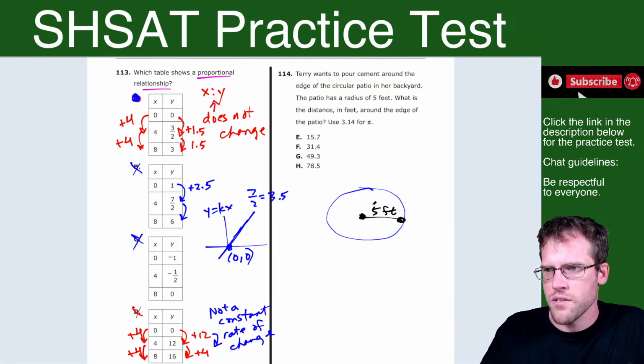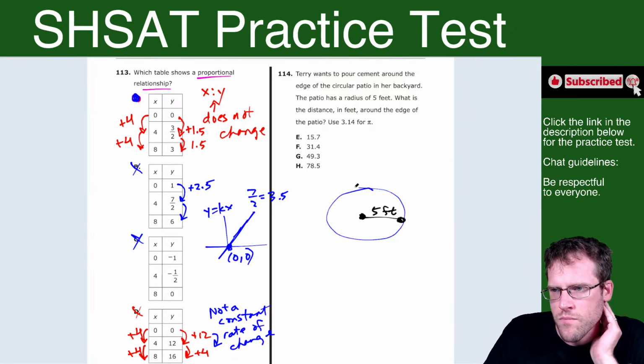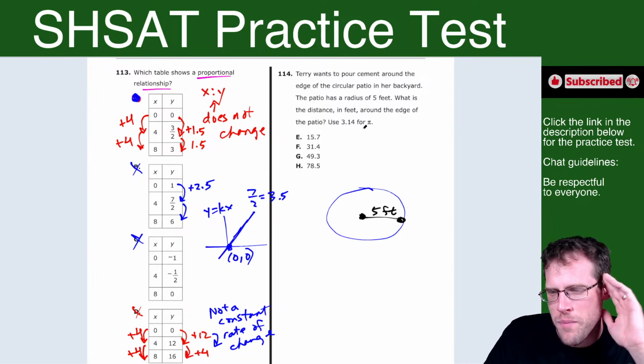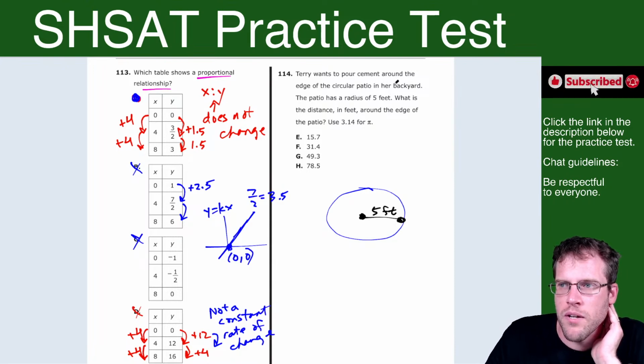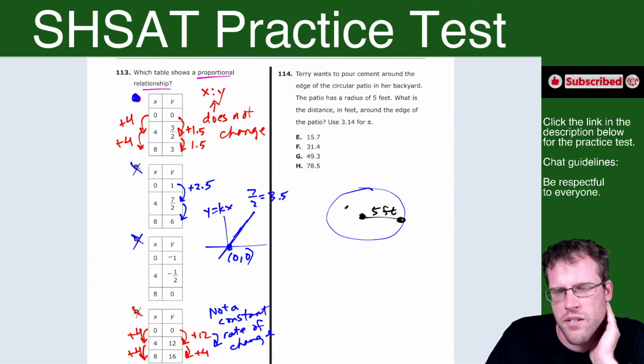Okay, so 5 foot is the radius. Oh, use 3.14 for pi. That would have been really helpful if they told me that earlier. Terry wants to pour cement around the edge of the circular patio. Edge of a circle? That sounds weird. But yeah, the perimeter would be nice also to say.